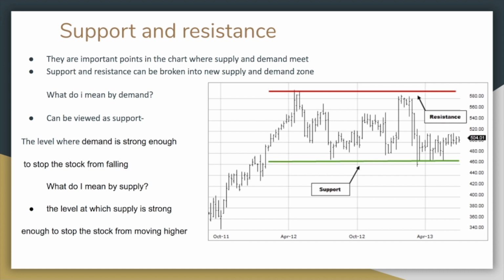Now, what do I mean by supply? Your supply is a sell zone. This is the supply zone right there. Gets rejected, goes back to the demand zone. Back to the supply zone, gets rejected, back here to the demand zone, right? The supply zone is literally the level at which supply is strong enough to stop the stock from moving higher. At that point, take profit. You could never go broke taking profit, guys. Never, ever. But these are simple ways that you can set your support and resistance.